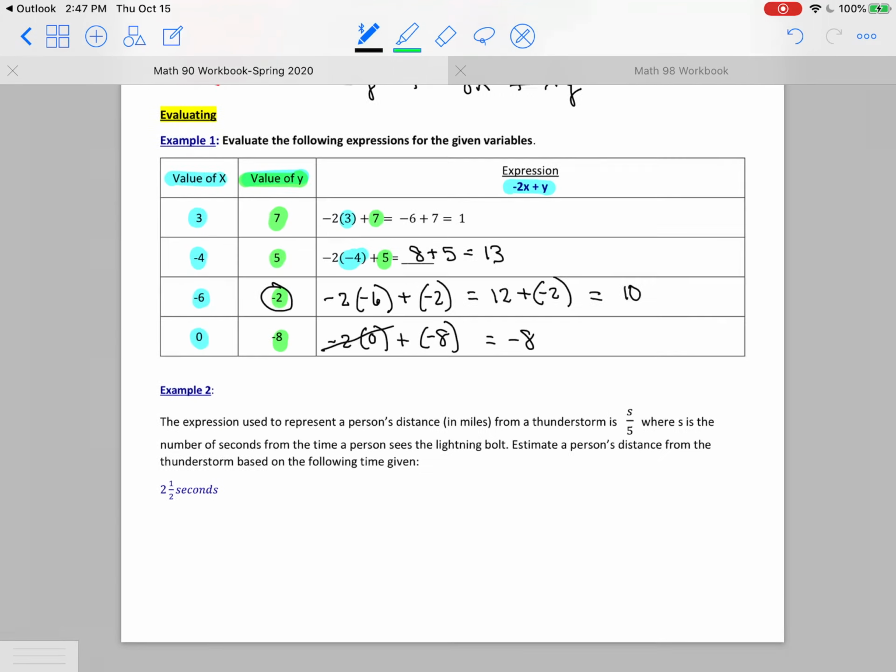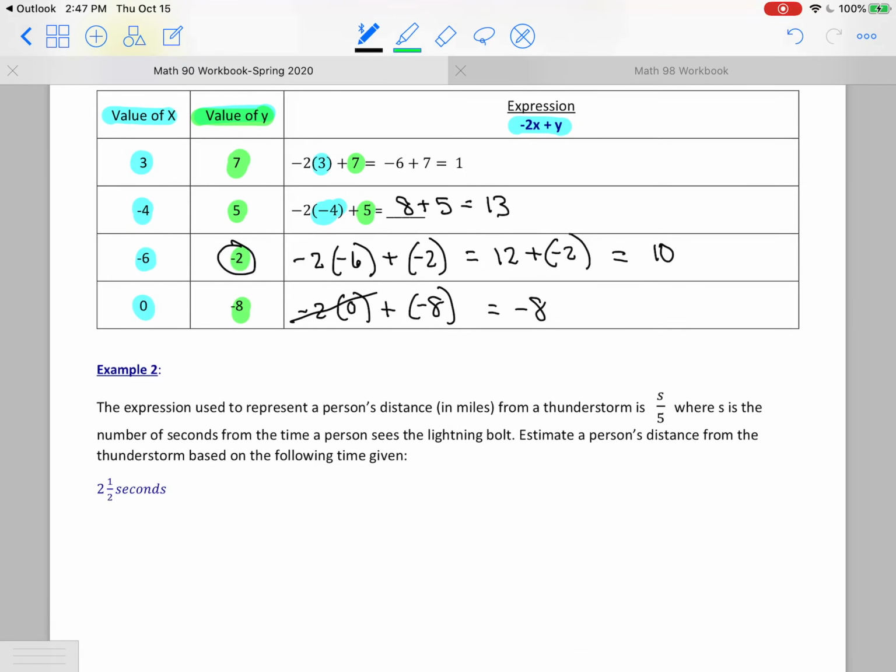And another way that you guys will be evaluating expressions is with some word problems. You're doing really the same thing. It's just that you're going through and pulling out information from a word problem, and then you're going to be evaluating in that way. So this example 2 says the expression used to represent a person's distance in miles from a thunderstorm is s over 5.